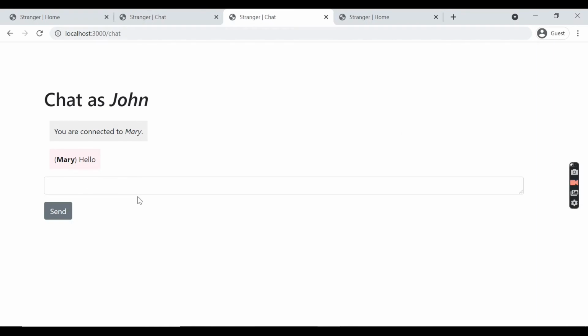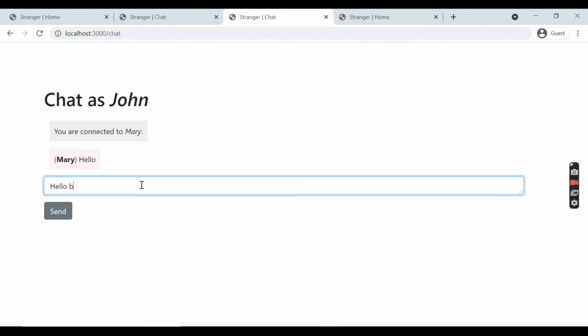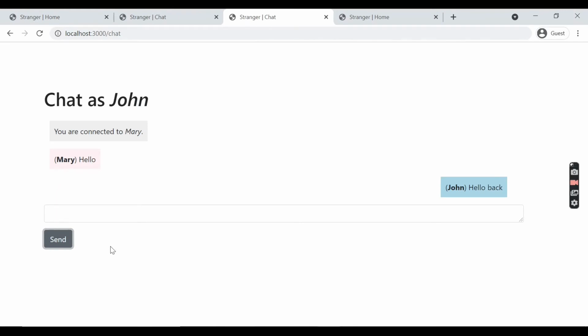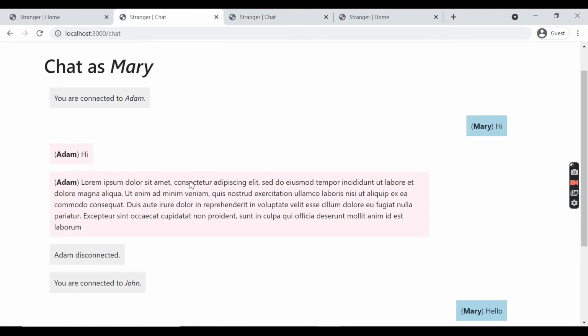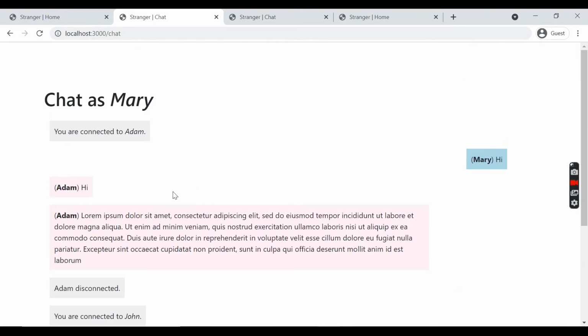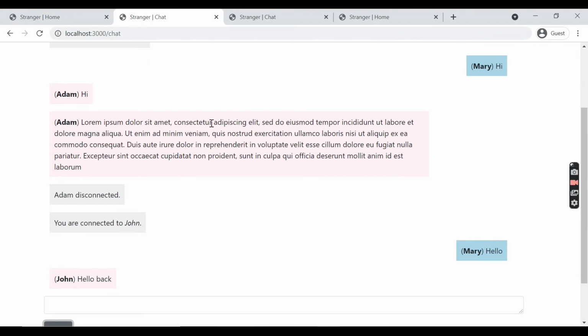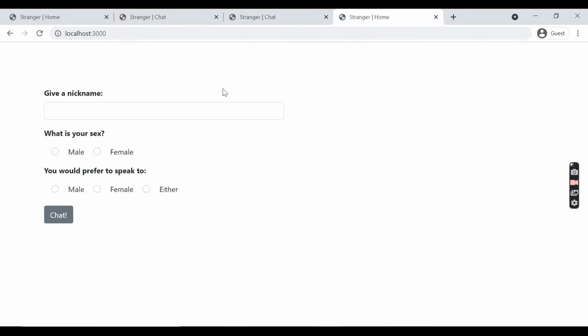And again, they can say what they like to each other. Hello. Hello back. Etc. Now, so we saw that Mary was put on a waiting list until another client joined, and then she was connected to them. But let's say that we have someone hovering and waiting here, Michael, who is a male who wants to speak to a male.